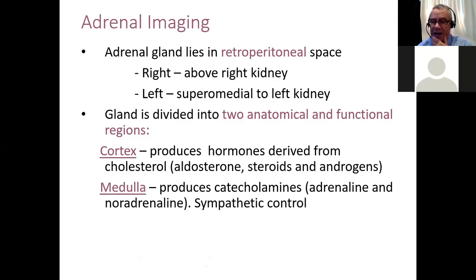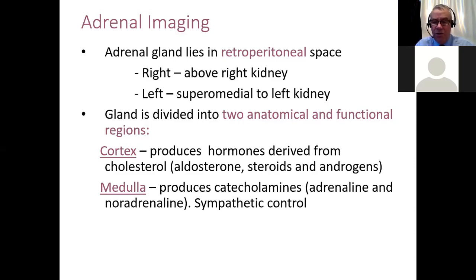So moving to a different gland now, we're talking about the adrenal gland. This lies in the retroperitoneal space. The right tends to sit above the right kidney and tends to be squashed against the liver. And the left sort of sits just a little bit above, but primarily more medial to the upper pole of the left kidney. Now, there are two parts to the adrenal functionally.